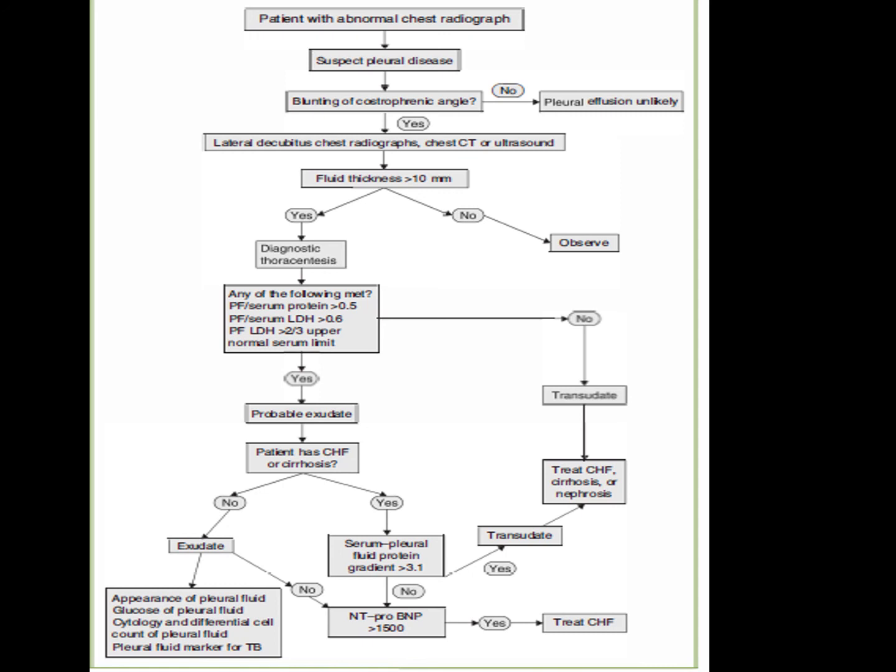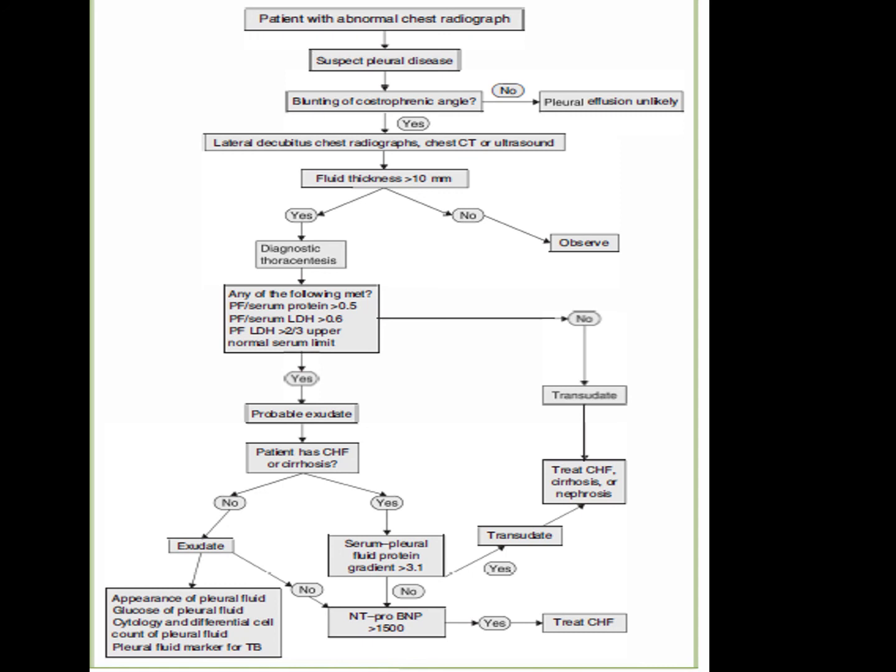Now, if it is more than 10 mm, with all aseptic precautions and after ruling out all contraindications, we do thoracocentesis and get the fluid. As the first step, we apply the Light's criteria, which are pleural fluid to serum protein more than 0.5, pleural fluid to serum LDH more than 0.6, and pleural fluid LDH more than 2/3 of the normal upper limit of your lab. If any one of these criteria is present, then the fluid will be called a probable exudate. If none of that is present, then we should consider it as a transudate.